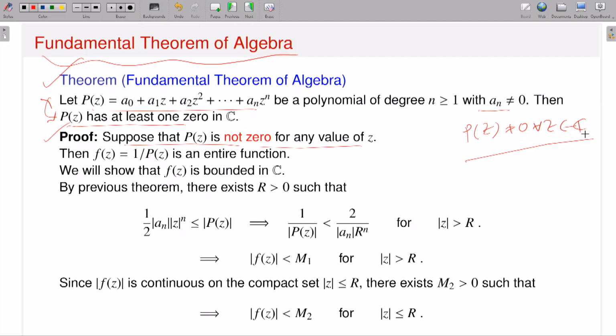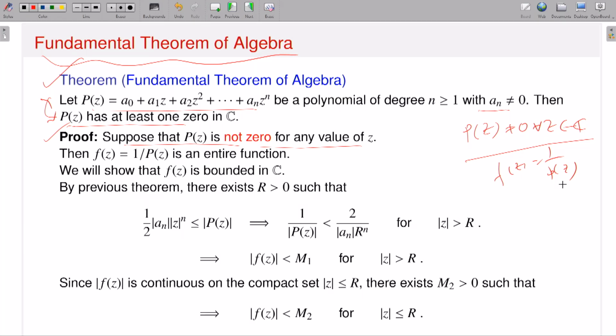So now you see, if Pz is non-zero for all z, then the first intuition is that, okay, why don't you consider this function, f of z equal to 1 by Pz. That will make sense. Because I want to prove that theorem, I am going via contradiction. Assume that Pz has no zero, that means Pz is non-zero for all z.